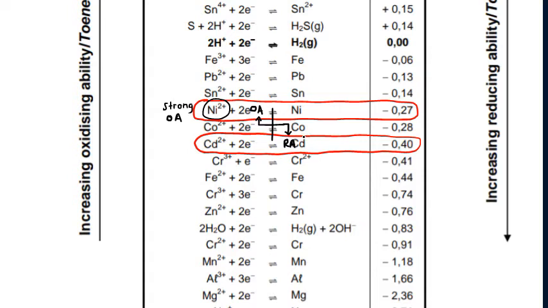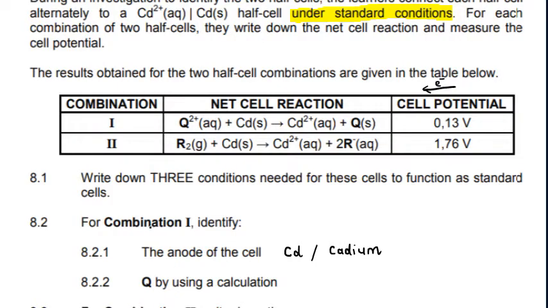And then the cadmium is the strong reducing agent. So basically that is why the cadmium is at the anode, because it's going to undergo oxidation that way around. And the nickel 2 plus ions that are in solution are going to undergo reduction at the cathode and become solid nickel that way around. So, identify Q by means of a calculation: we just did the calculation and Q is nickel. Or you can use the symbol as well.